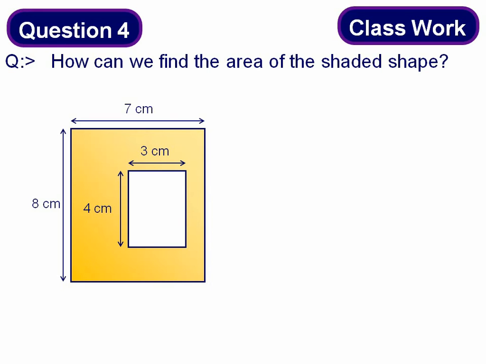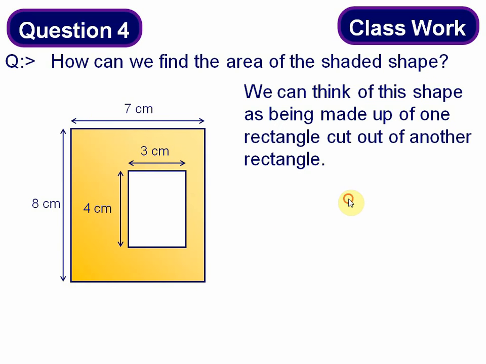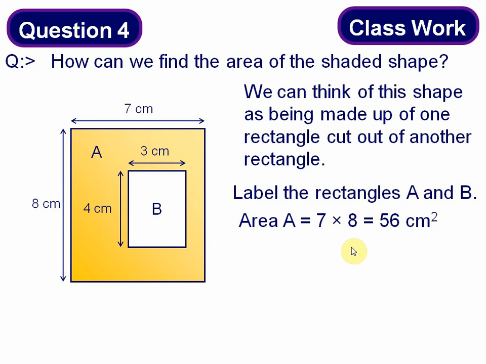Next, moving on, question number 4: how can we find the area of this shaded shape? Find the area of the shaded one. He gave us an unshaded rectangle inside a bigger rectangle. The smaller one is unshaded, and the bigger one is the shaded one. First we calculate the bigger rectangle's area, which is 7 into 8, which is 56 centimeters square, and the area of the smaller one, B, which is 4 into 3, is 12 centimeters square.